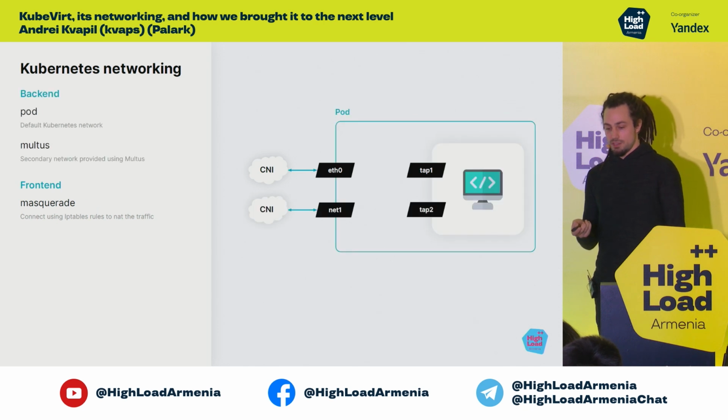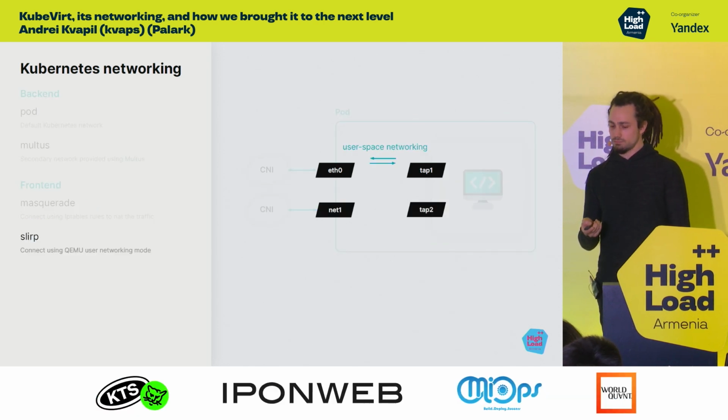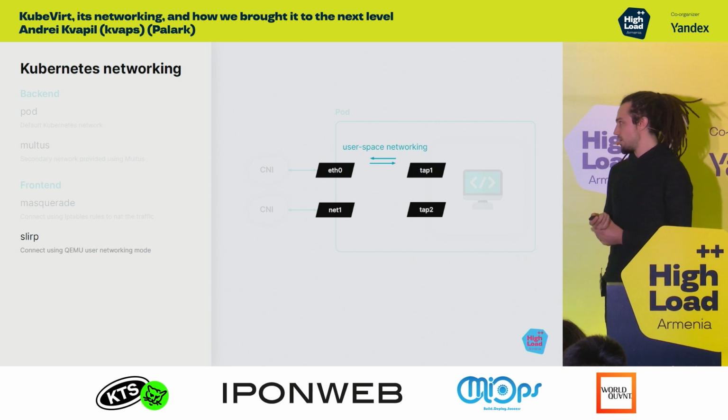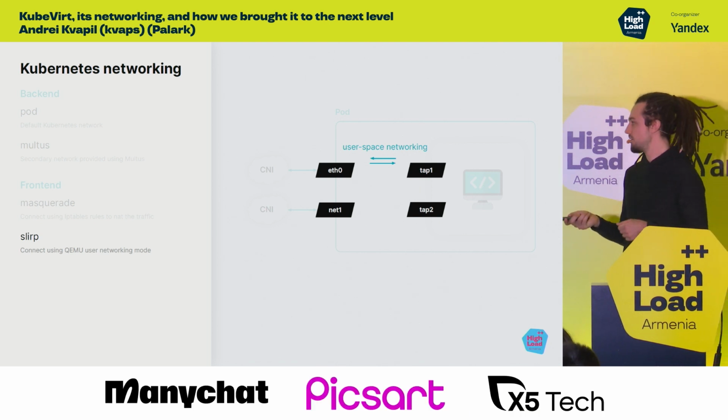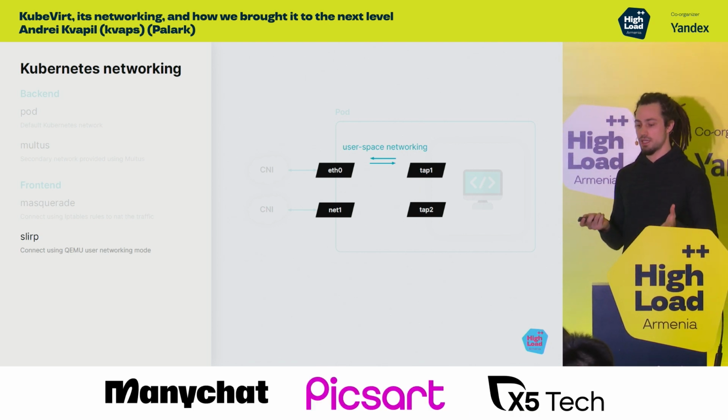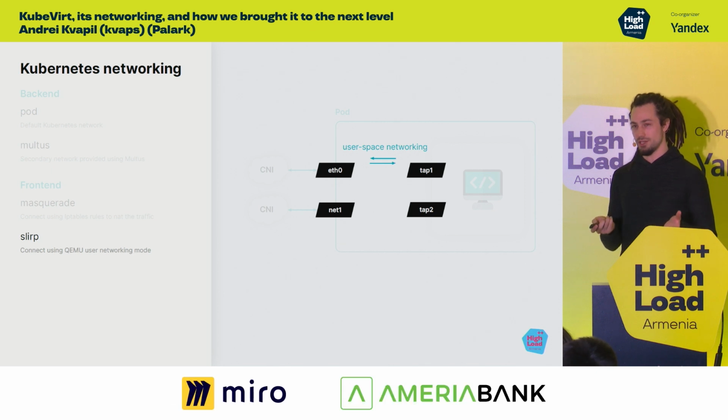The next mode is even more, I wouldn't say that it is more difficult, but it is even less performant, because masquerade isn't performant as well, and slirp mode is the standard QEMU user space networking mode.